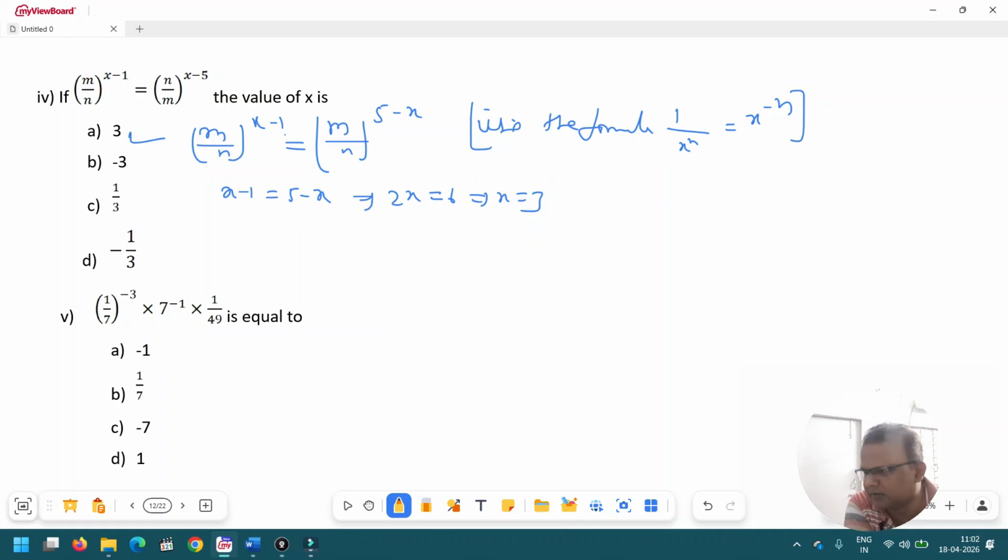Now consider the given expression. 1 by 7 का power minus 3 minus 2 into 7 power minus 1 into 1 by 49 is equal to 7 का power 3 into 1 by 7 into 1 by 49. That is equal to 1. That is the answer is D.